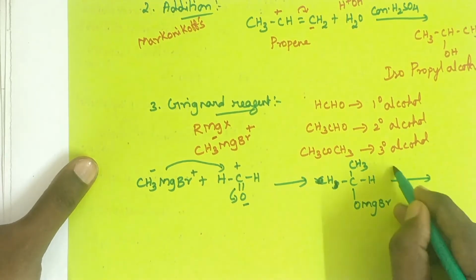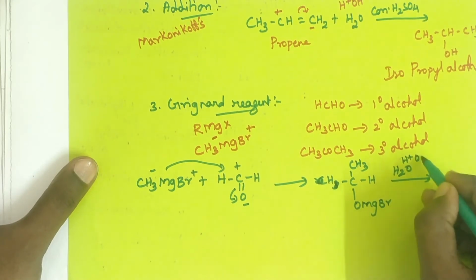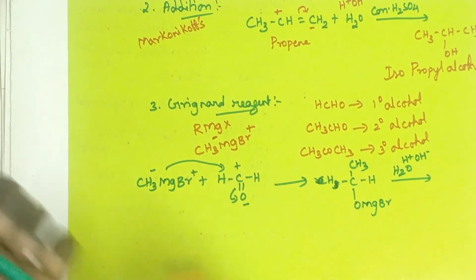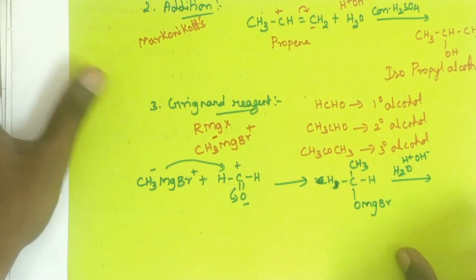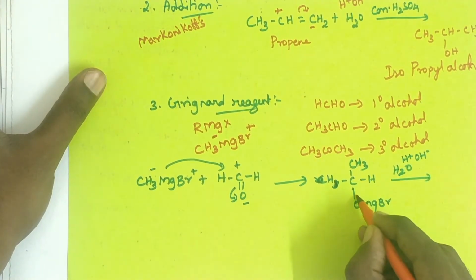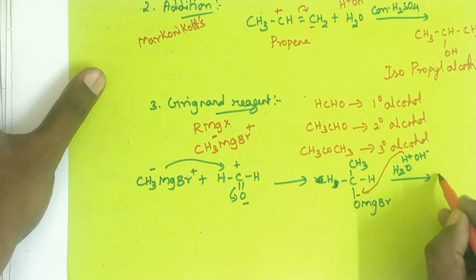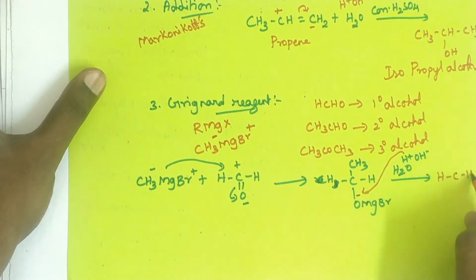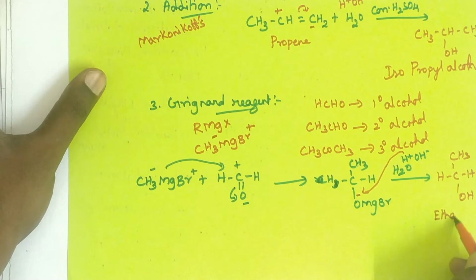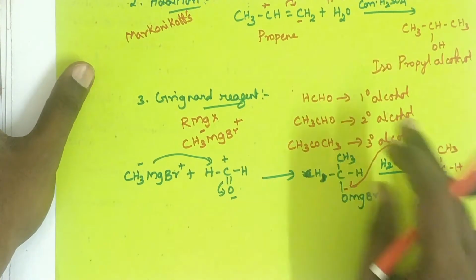Next step, hydrolysis. The water molecule splits as H plus and OH minus. Among these, since MgBr is already positive, the oxygen is negative. So the H plus is added over O minus to form H-C-H with CH3 and OH. The compound name is ethanol or ethyl alcohol. Similarly, you try for secondary and tertiary.